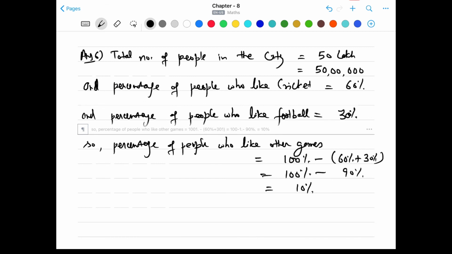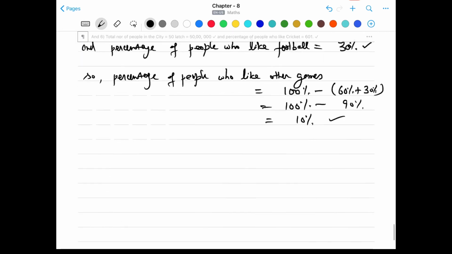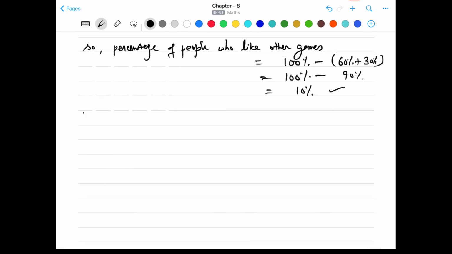So the percentage of people who like cricket is 60%, the percentage of people who like football is 30%, and the percentage of people who like other games is 10%, and the population of this city, that is the number of people in the city, is 50 lakh. Now we have to calculate the number of people who like each particular game.